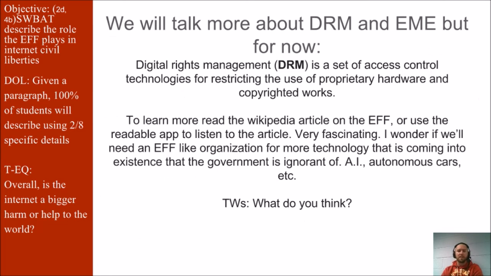We will talk more about DRM and EME, but for now, just know that DRM stands for Digital Rights Management, and it is a set of access control technologies for restricting the use of proprietary hardware and copyrighted works. To learn more, read the Wikipedia article on the EFF or use the Readable app to listen to the article. It's very fascinating. I wonder if we'll need an EFF-like organization for more technology that is coming into existence that the government is ignorant of. Such examples I'm thinking about include AI and autonomous cars.